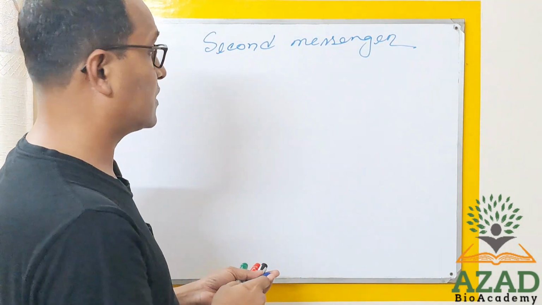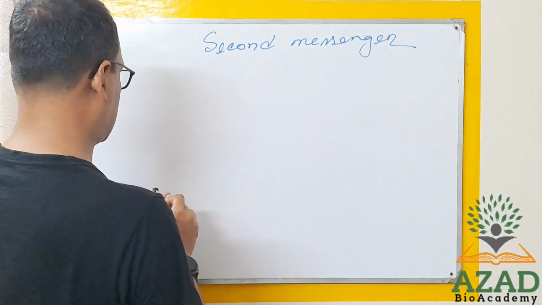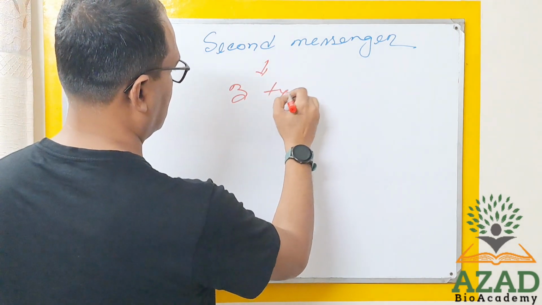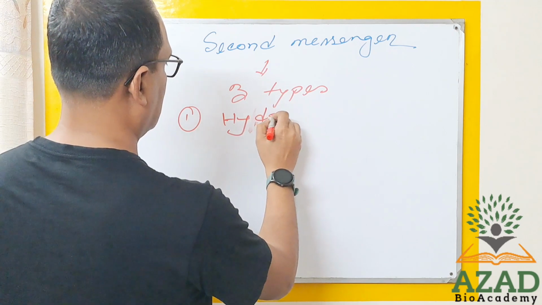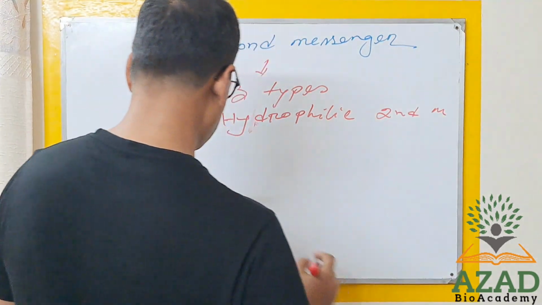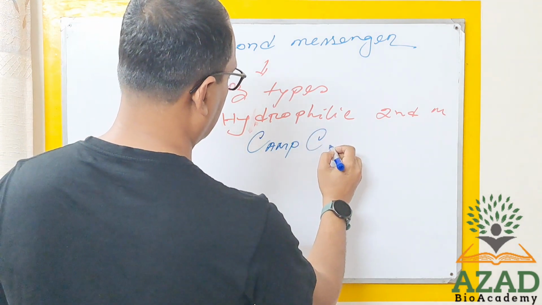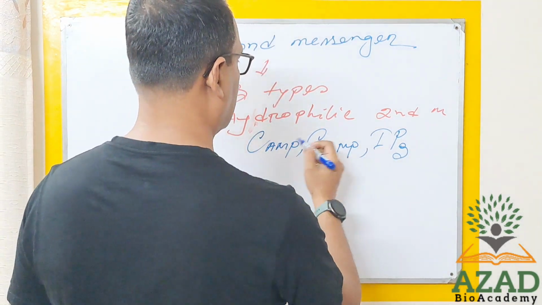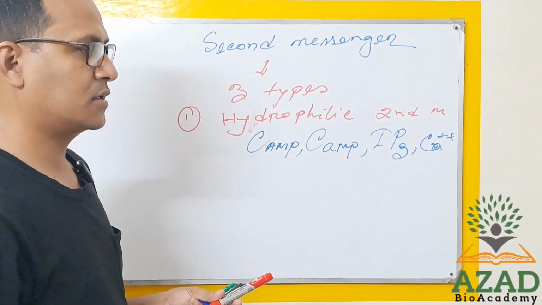Firstly, I will try to classify second messengers based on their nature. The types of second messengers: basically, there are three types based on nature. The first one is hydrophilic second messenger. Examples of hydrophilic second messengers are cyclic AMP, cyclic GMP, IP3, that is inositol triphosphate. You can think about calcium also as a second messenger, hydrophilic in nature.